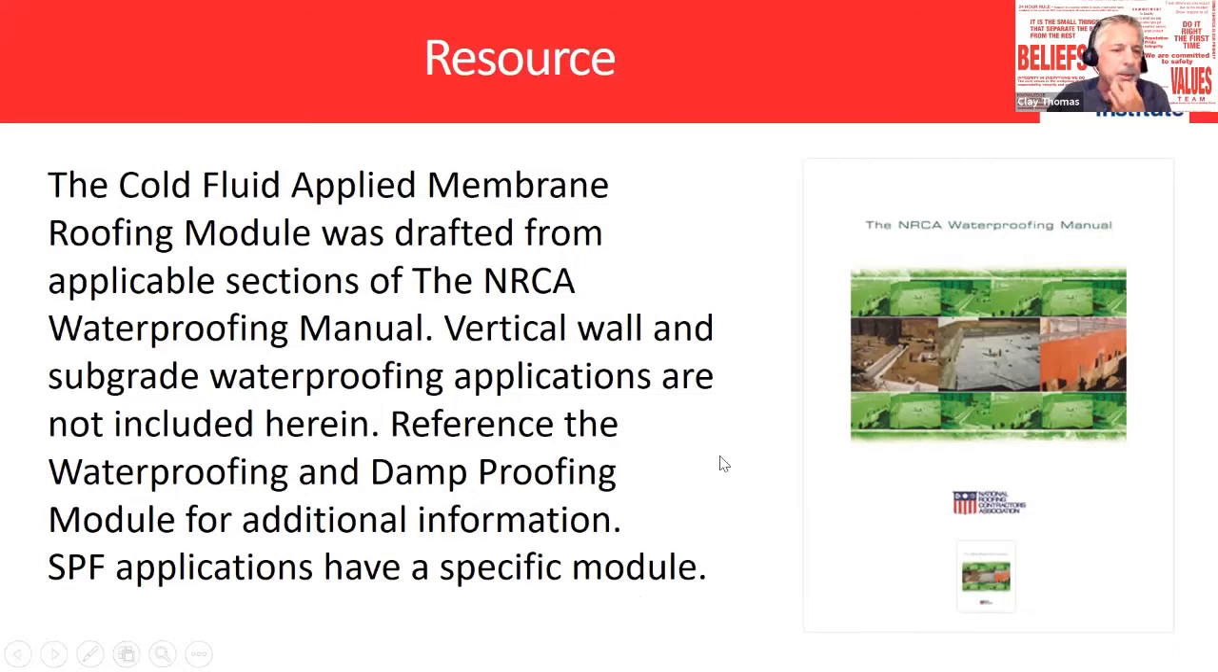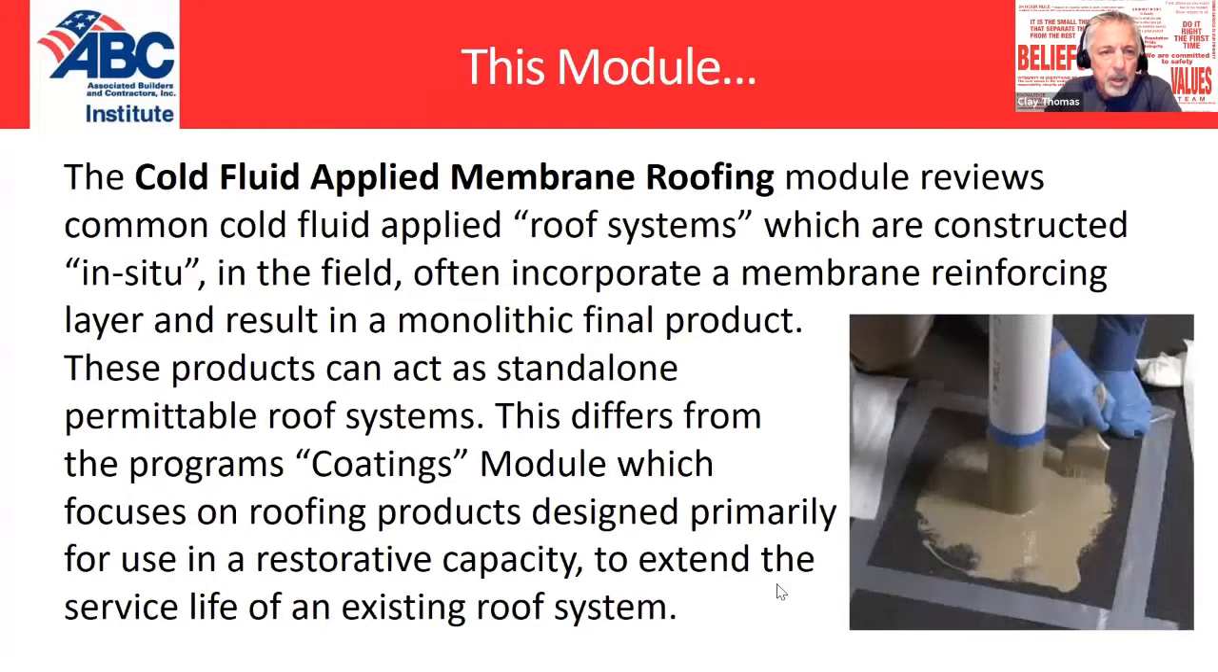So vertical wall and subgrade roofing applications are not included in this module. We have another module on waterproofing and damp proofing, nor are SPF applications included here. The cold fluid applied membrane module reviews common cold applied systems which are constructed in situ. When somebody says in situ, they mean in the field. So if something's made in the field. And that's one of the benefits and one of the selling points of these systems, is that they're quote unquote monolithic. So there are no seams.